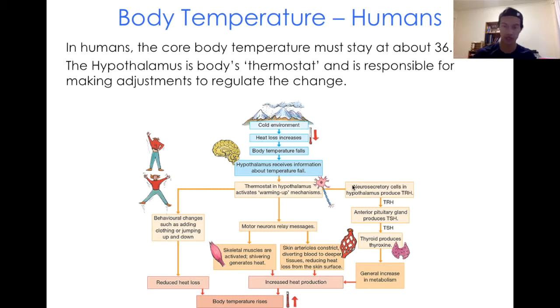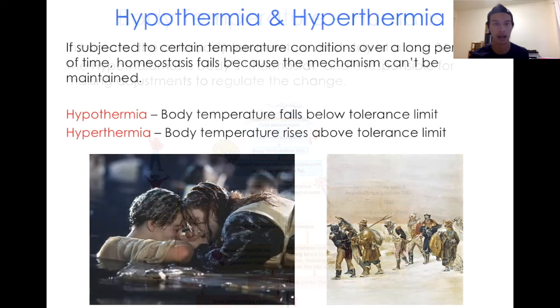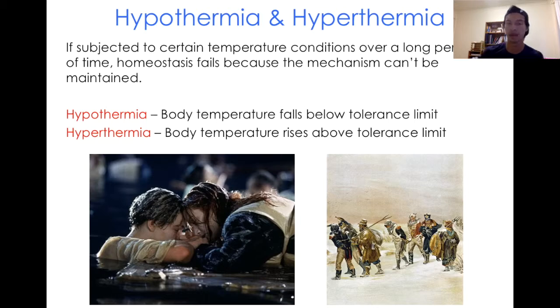A hormonal change, which is also another physiological change, could be the cells in your hypothalamus producing TRH, right? And so the TRH is a thyroxine hormone. Thyroxine hormone then increases your metabolic rate, and that causes your body temperature to increase again. Okay, so that's some of the methods.